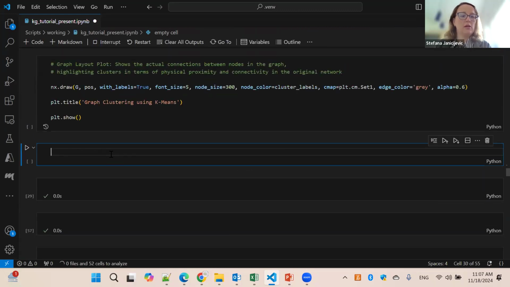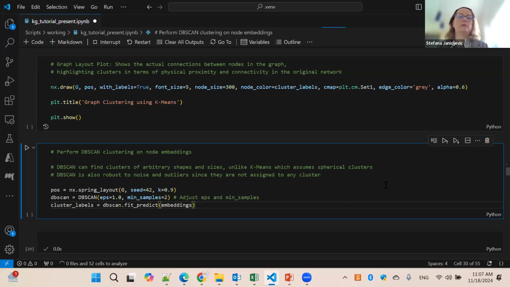Why DBSCAN? I left you an explanation here. DBSCAN can find clusters of arbitrary shapes and sizes, unlike k-means, which assumes spherical clusters. DBSCAN is also robust to noise and outliers, since they are not assigned to any cluster. I didn't do noise data preprocessing or outlier transformation. I know it's a very common practice, but I didn't want to do that because I really wanted to do this on our raw data, but a very small sample from our Corpus of the Slovenian database.